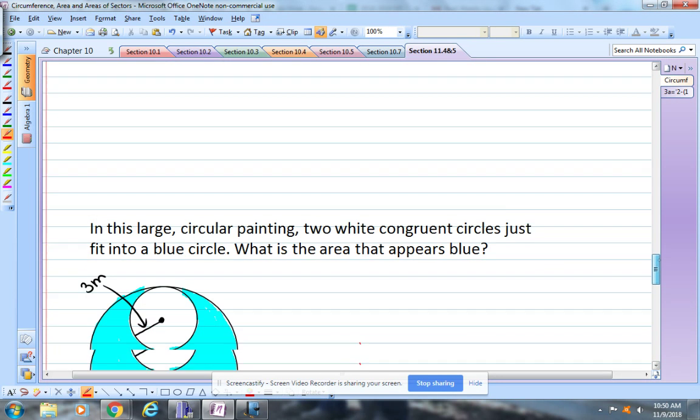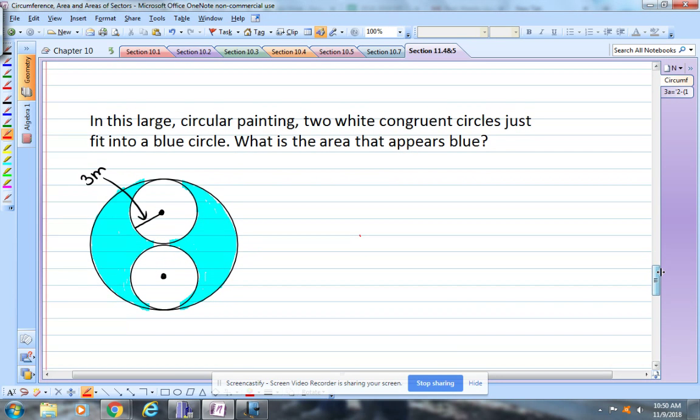Check this out. Three circles. What is the area of the part that appears blue? Isn't this funny? We're going to use our noggins a little bit. So how do you think we're finding the area of the blue parts? How do you think we're going to do that?